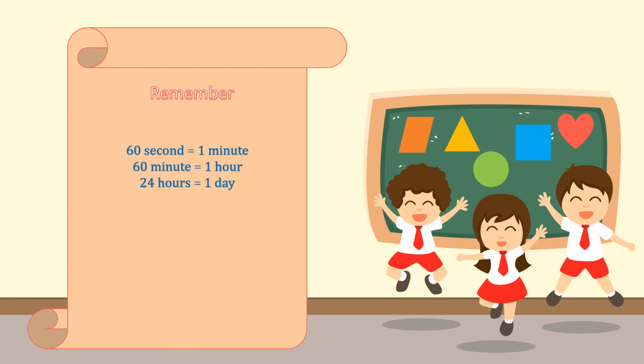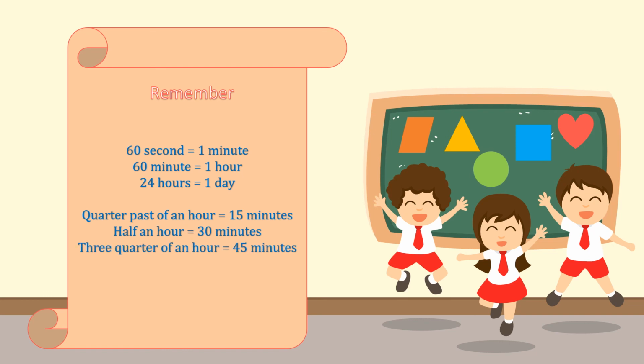A quarter of an hour is equal to 15 minutes. Half an hour is equal to 30 minutes. 3/4 of an hour is equal to 45 minutes.